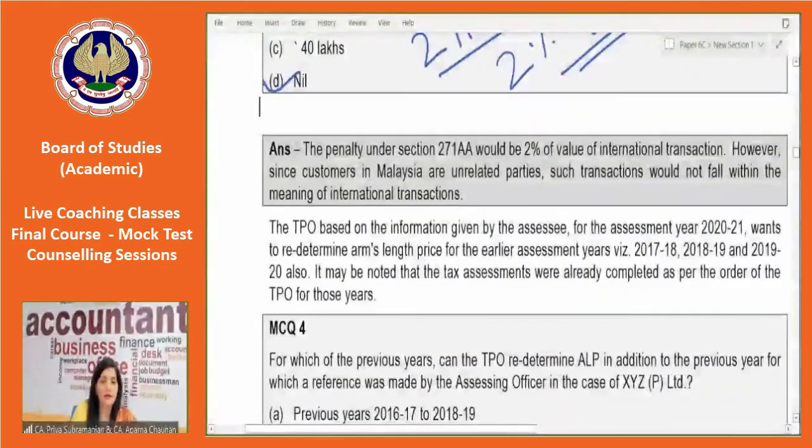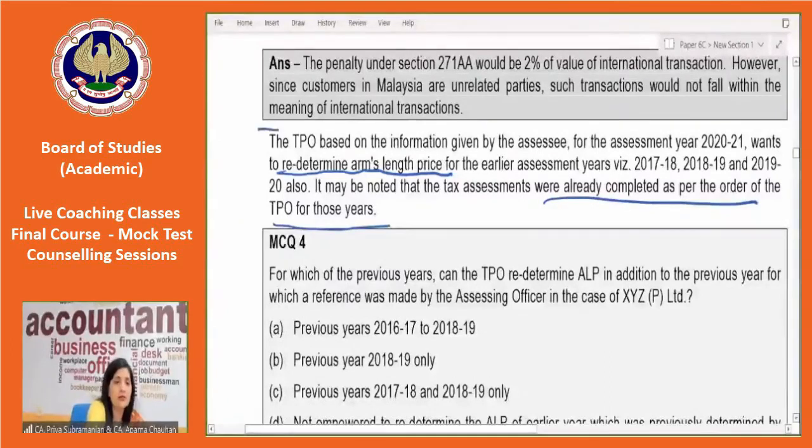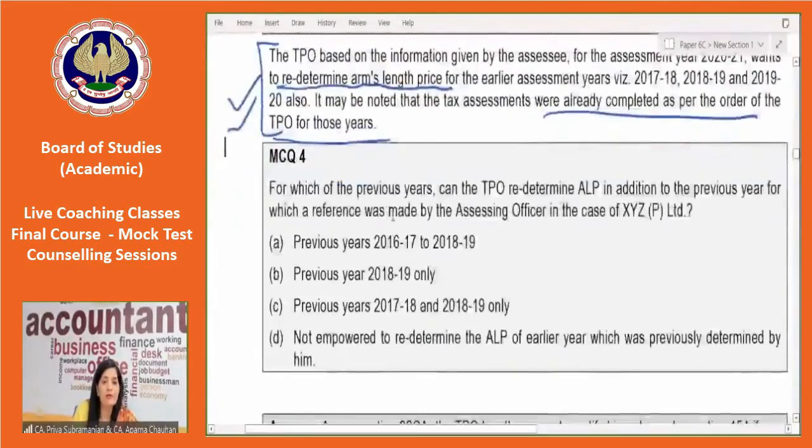Next is the other paragraph of this case study. It says the TPO, based on the information given by the AO for the assessment year 2021, wants to redetermine the arm's length price for the earlier assessment years also. You have to read the wording carefully. It may be noted that tax assessments were already completed as per the order of the TPO for those years. Already assessments are completed.